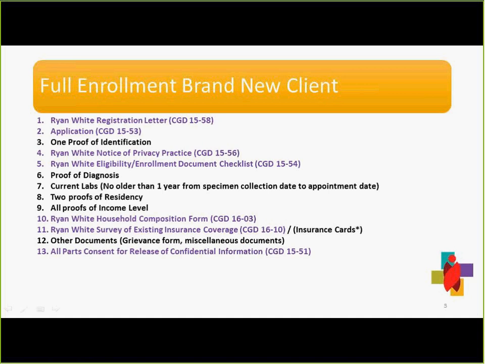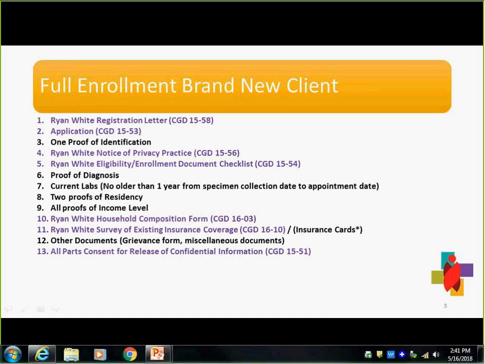Proof of income level must also be collected. If the client has a spouse, their income must be collected. Any household income that would be included on their taxes must be documented. Item number 10 is the household composition form. This document captures everyone living in the household.